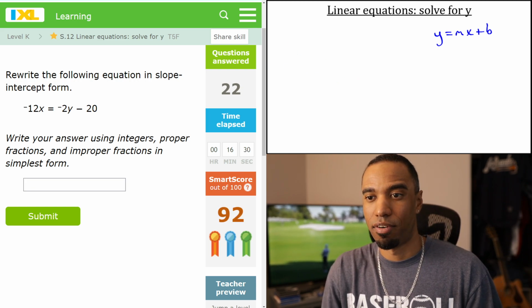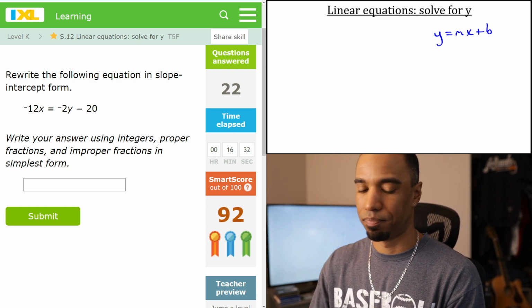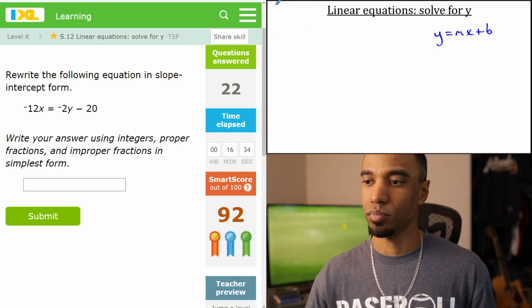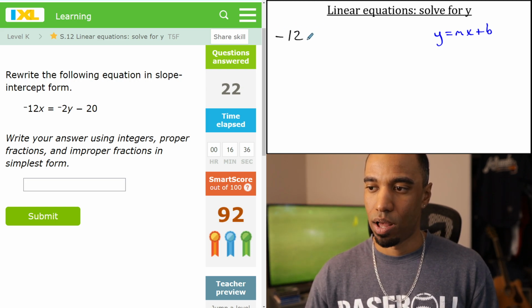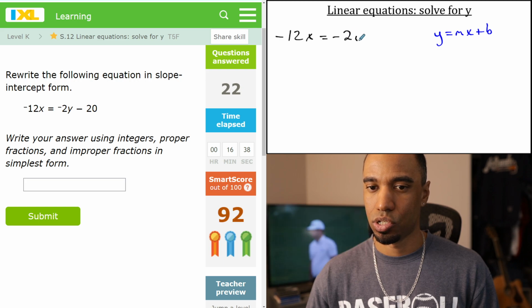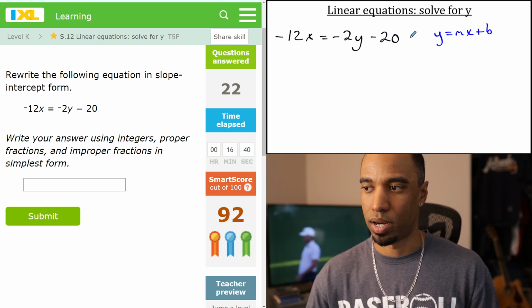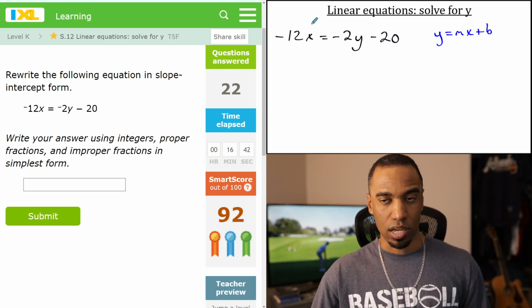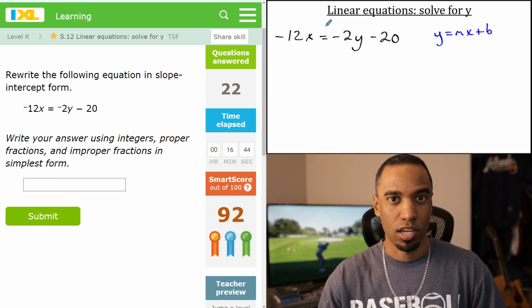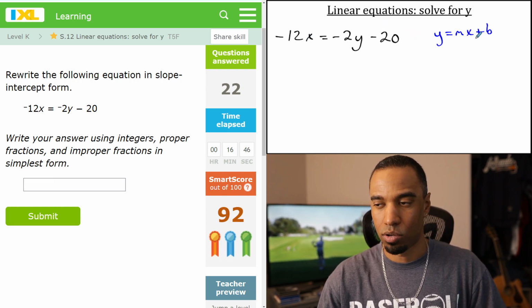Hey, we're not going to actually get fractions this time. I'm happy about that. More graphable. Negative 12x equals minus 2y minus 20. Okay, we got to get y by itself. It looks like x is about ready to get by itself, but we got to get y by itself. y equals mx plus b.